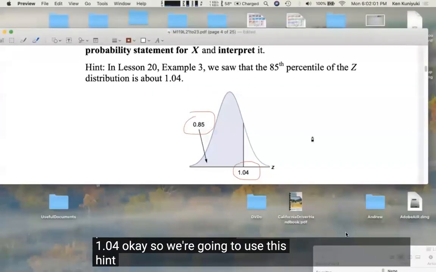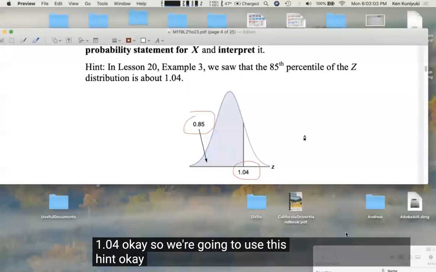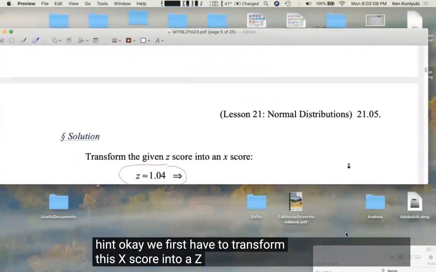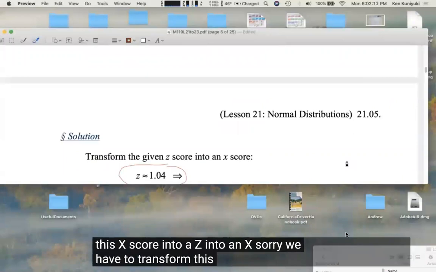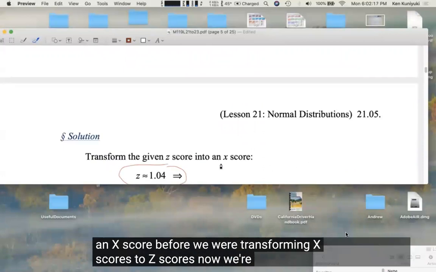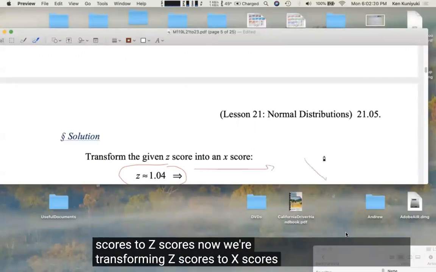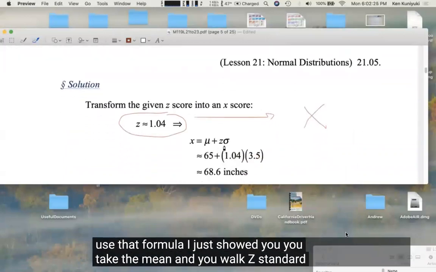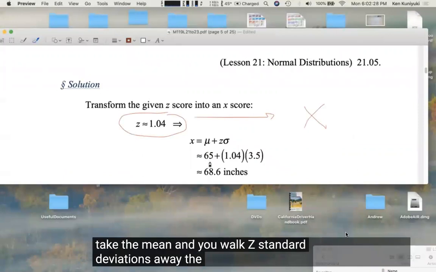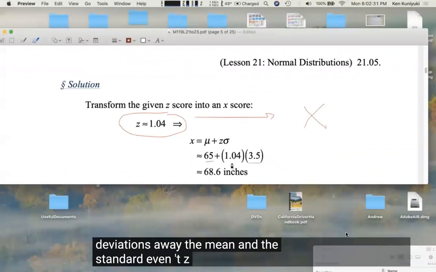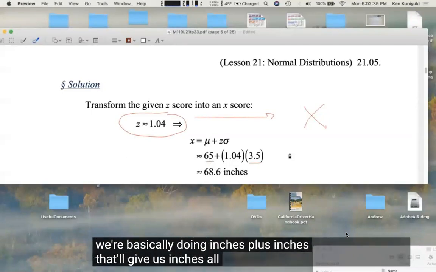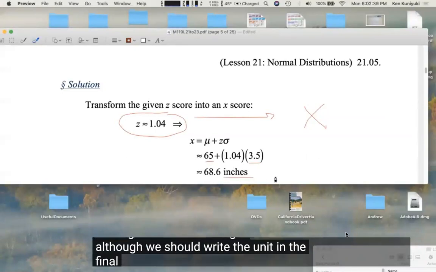Okay, so we're going to use this hint. We have to transform this z-score now into an x-score. Before, we were transforming x-scores to z-scores. Now we're transforming z-scores to x-scores. And we use that formula I just showed you. You take the mean and you walk z standard deviations away. The mean and the standard deviation are in the same unit. Z-scores have no unit. We're basically doing inches plus inches. That'll give us inches, although you should write the unit in the final answer.